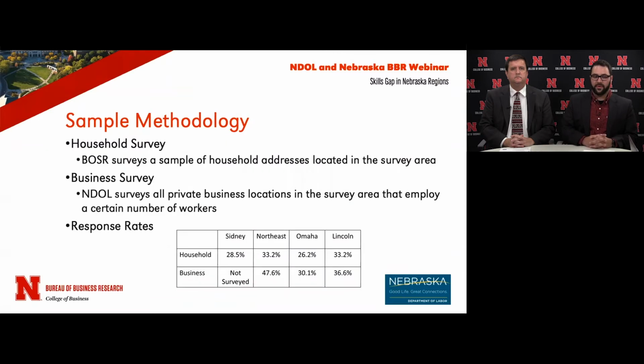So I'd like to talk a little bit about the sampling methodology for both surveys. The Bureau of Sociological Research, once they receive the zip codes we'd like to sample and the population of each, receive a sample of household addresses and they conduct the survey in those areas. The business survey is conducted by the Department of Labor, and we survey all private businesses in a survey area that employ a certain number of workers, and this threshold is larger for higher populated areas such as Omaha and Lincoln. In the bottom of your screen there, you can see a table showing response rates. Business survey was not completed in Sydney. That was just a household survey based on local concerns.